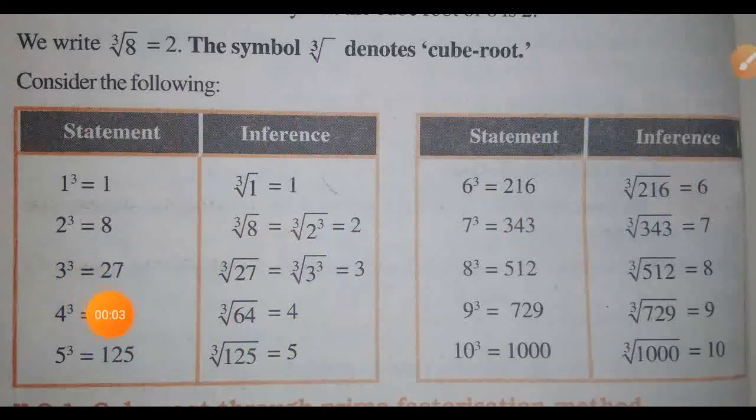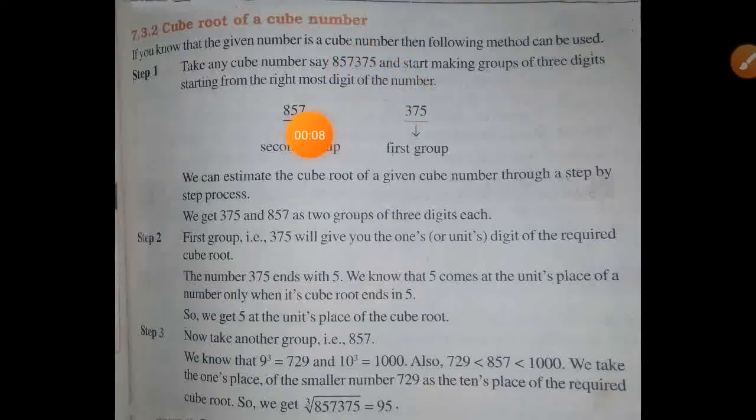Similarly, the other numbers are given here. The statement is like this and the inference is like this, from 1 to 10. The cube of 10 is 1000, and the cube root of 1000 is 10.